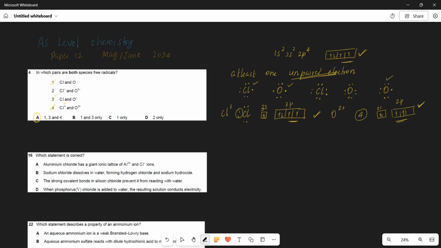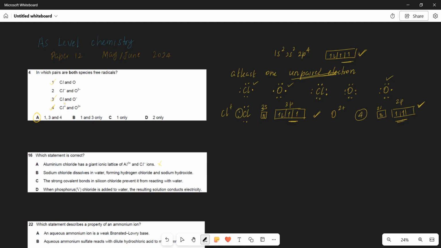The next question, which statement is correct? This is from inorganic chemistry, and partly from the structure and bonding topic. Aluminum chloride has a giant ionic lattice of Al3 plus and Cl minus ions. No, it's not so. Aluminum chloride is simply a covalent material, and it can connect with coordinate covalent bonds. It can dimerize to Al2Cl6. So this is not correct.